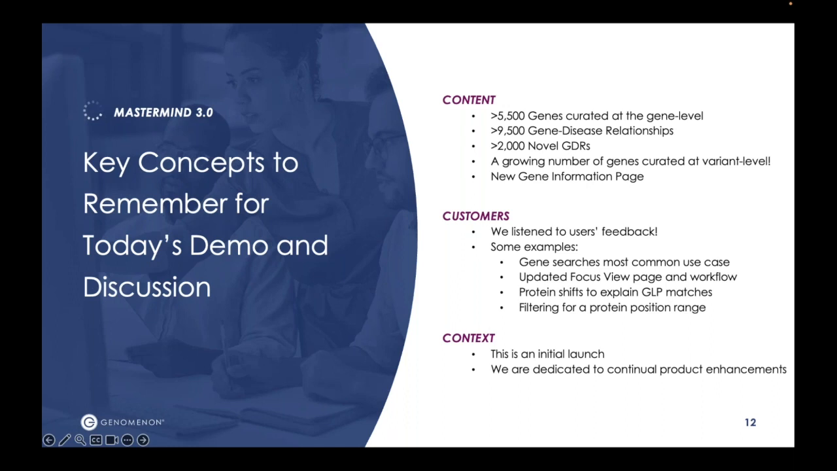Second is to remind you that this work resulted from your feedback and insights that we've gained from listening to your needs. Examples of features that were a direct result of feedback from Mastermind users like you include gene level information, an updated focus view page and workflow to allow you to view articles easier, protein shifts to explain particular GLP matches, and filtering for a protein position range.